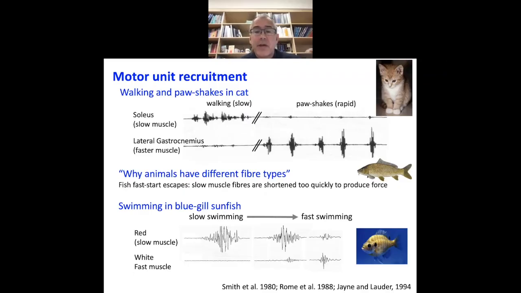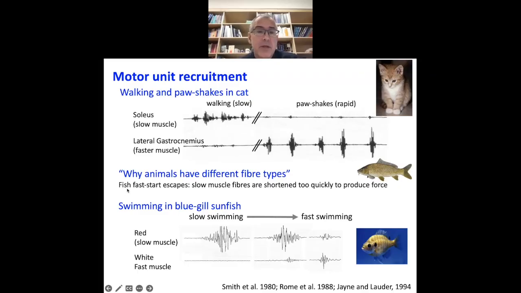There's then a study from fish, Larry Rome, published in 1988. He titled it, Why Animals Have Different Fiber Types, and he was looking at the escape response of fish. Like if you scare a fish, it will do a sort of fast start escape response. It will swim off very quickly. And they showed that the speed the muscle fibers are shortening is actually too fast for the slow fibers to be any mechanical use, and suggesting that fast starts should only be powered by the fast fibers.